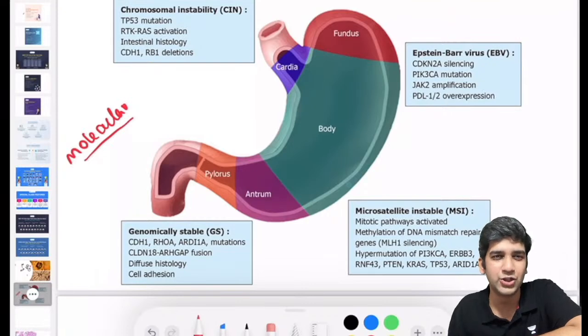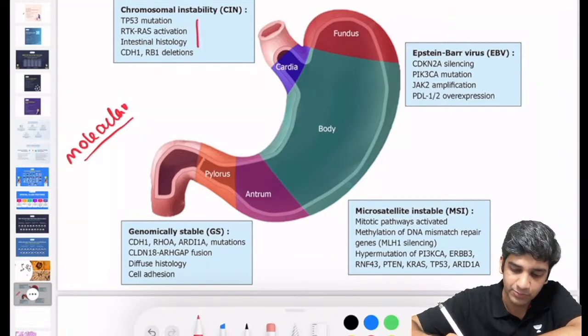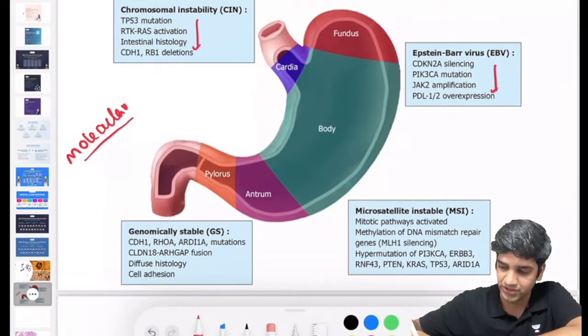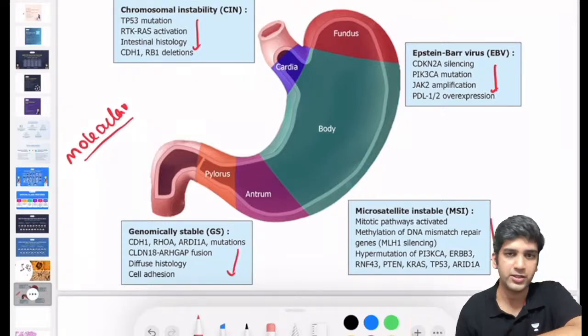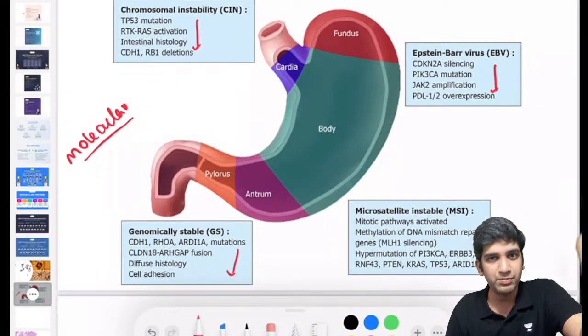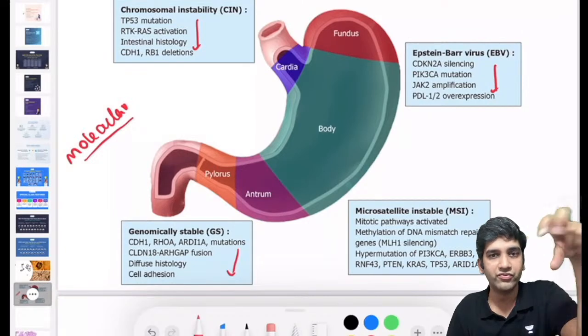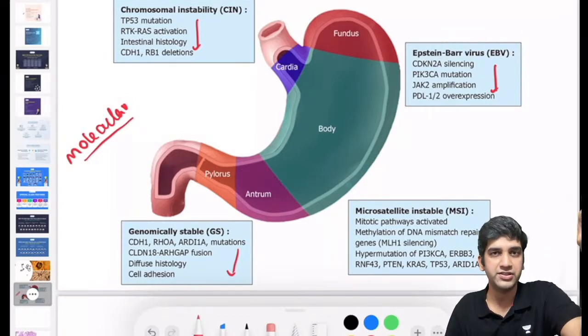What is the response to treatment? That should be more than enough. These are the mutations there. There are n number of mutations. If you see there are many mutations here, right? It's very simple for us to remember this because we already know this information in bits and pieces.